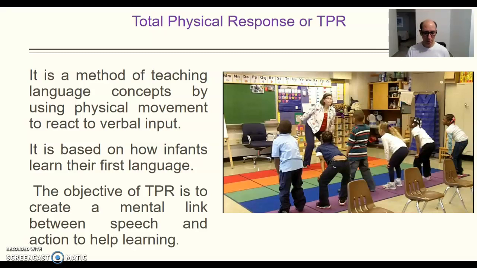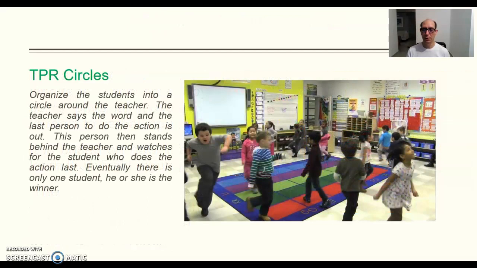So, for example, we have different examples of TPRs. TPR circles: we organize students in a circle. The teacher says a word. The last person to do the action comes out of the circle. So the last person that is within the circle is going to be called the winner, he or she.